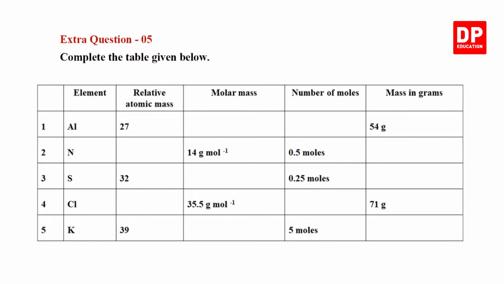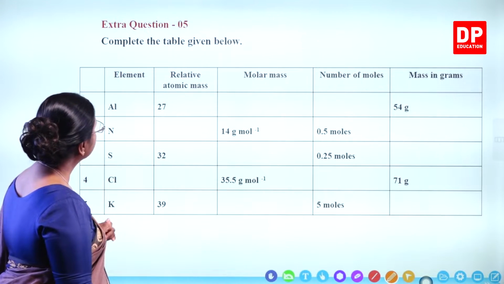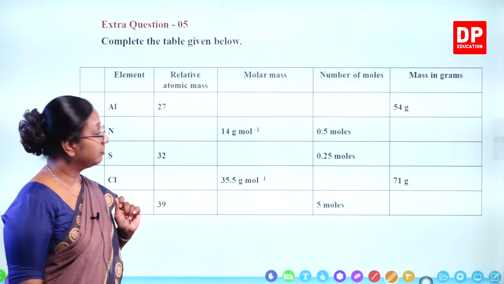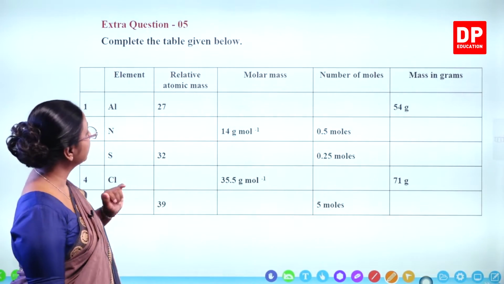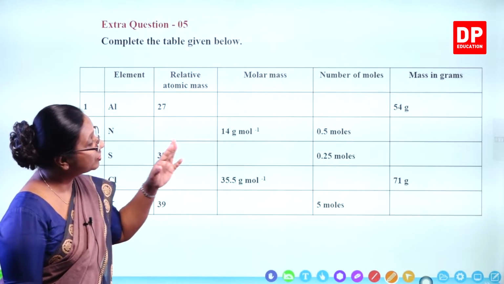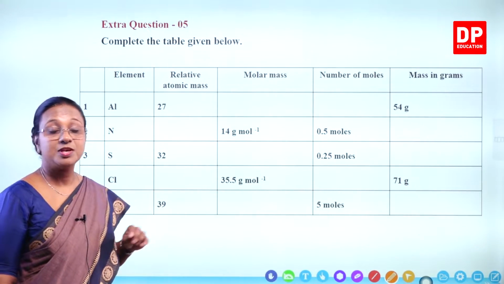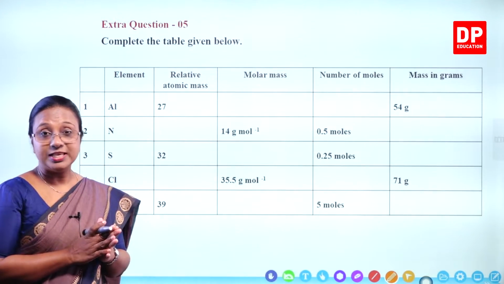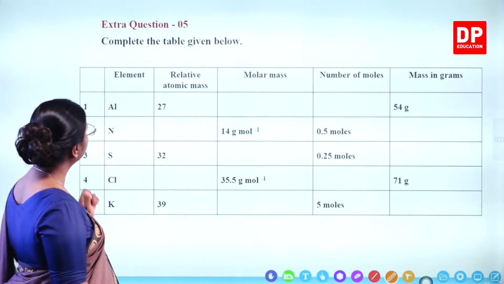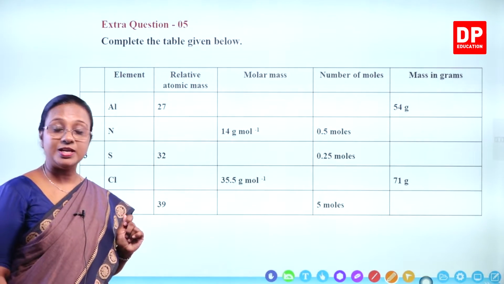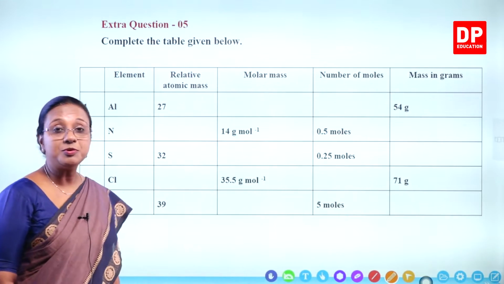Extra question 5. Complete the table given below. The elements are given, relative atomic masses, then you have to find, or sometimes the molar mass is given, you have to find the relative atomic mass, number of moles and mass in grams. So here you need to connect all these values together. We look at the first one. Aluminium, relative atomic mass 27. So what is the molar mass?